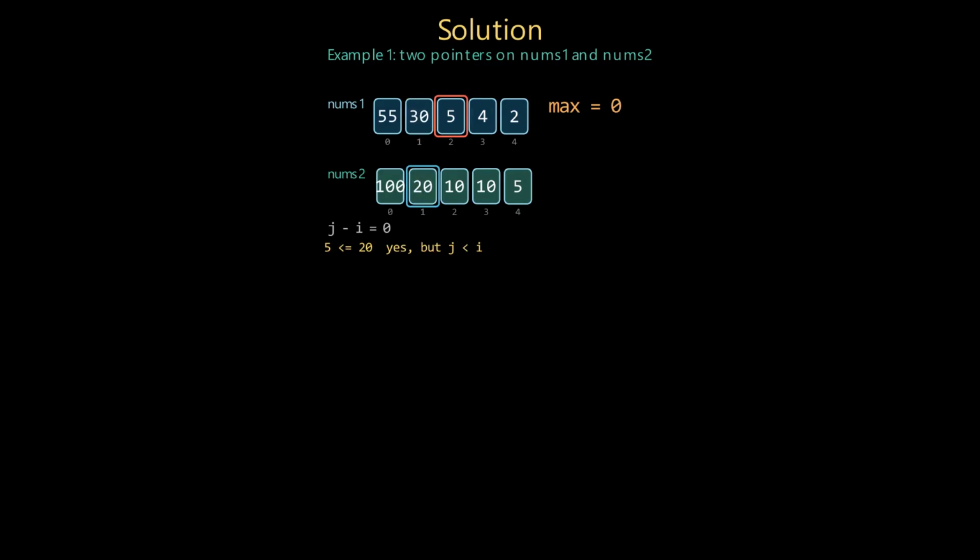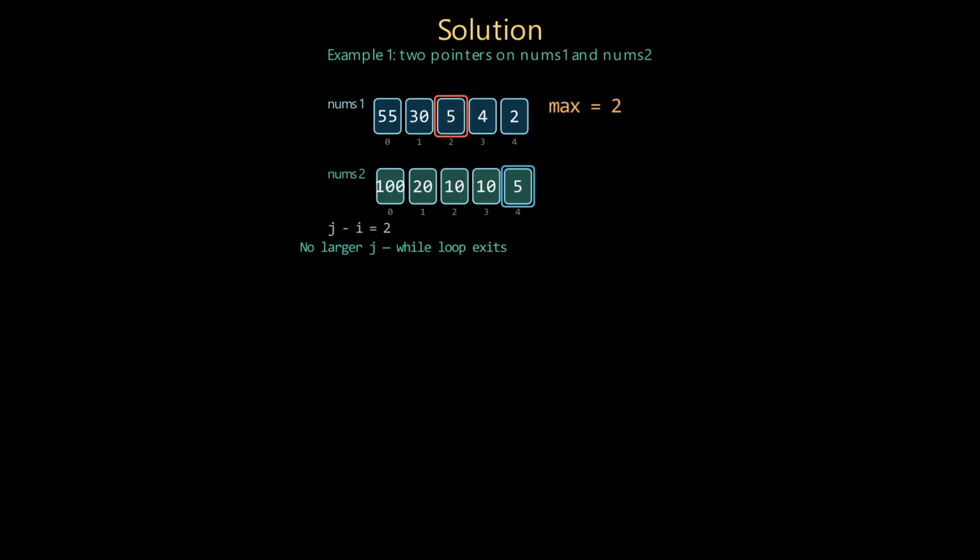Now i is at 5. 5 is less than or equal to 20, but j is still behind i, so the index gap is invalid. We slide j forward until it catches up to i. With i and j aligned at index 2, we walk j forward. 5 is less than or equal to each next nums2 value, so the distance j minus i grows to 1, then to 2. That becomes our best so far.